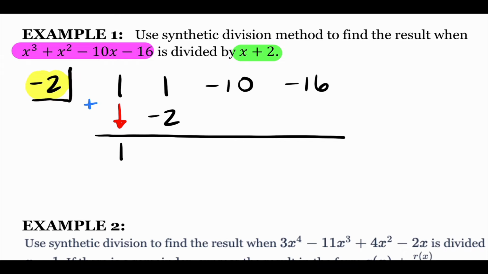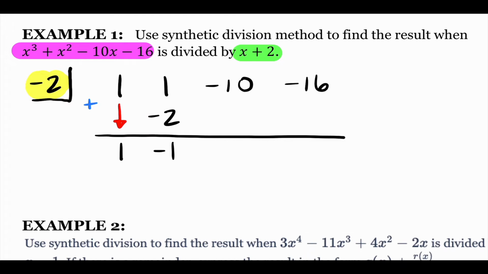You always just add straight down. So I have positive 1 plus a negative 2. So what is 1 plus a negative 2? Negative 1. You're just subtracting 1. Adding a negative is the same way as saying subtraction. So it's negative 1. So we put negative 1 down here.